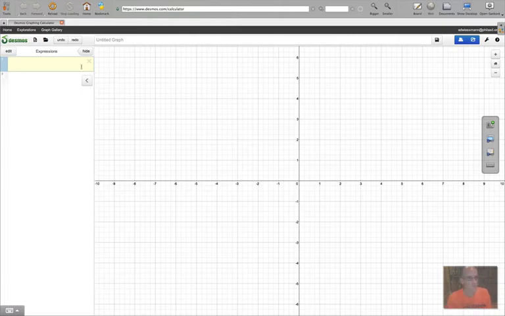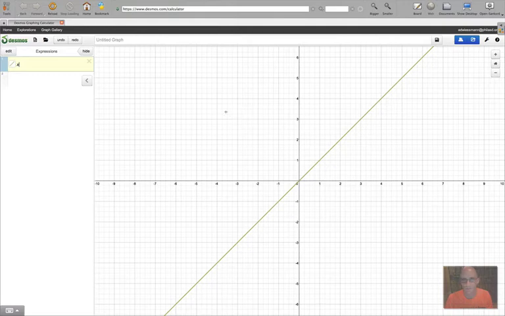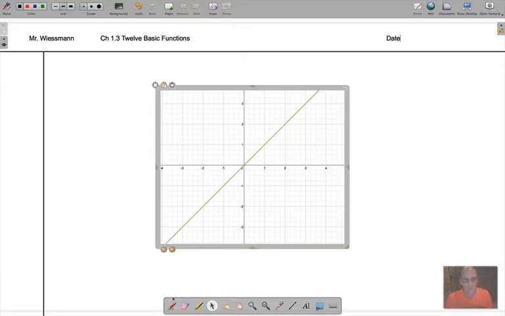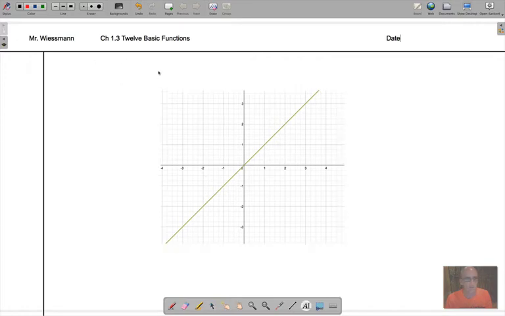So the first function is the identity function, and it's just y equals x. So this function is just f of x equals x, and this is called the identity function.